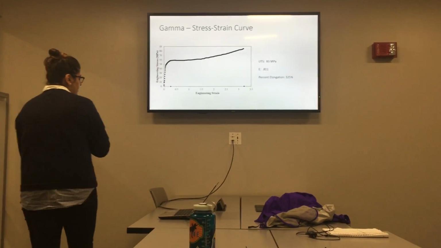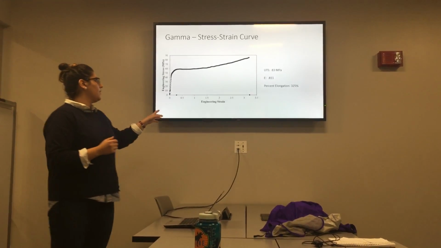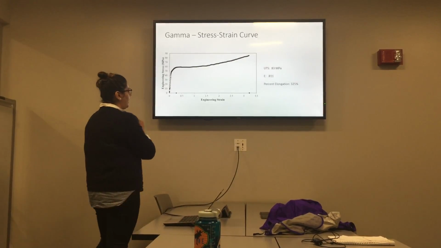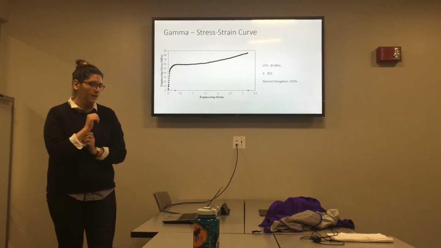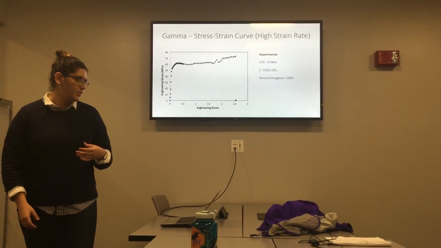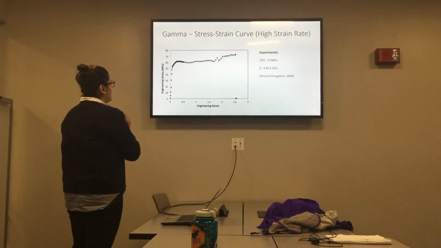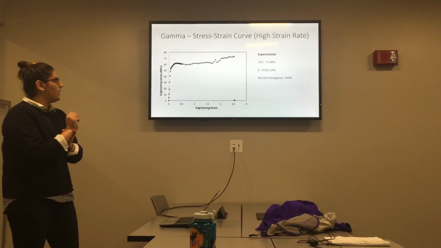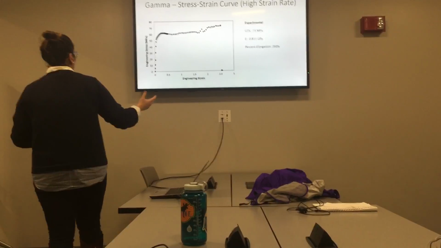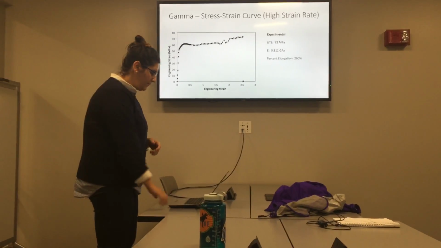Okay, so this is the stress strain curve for the unknown polymer gamma. The ultimate tensile strength looks to be about 83 megapascals, the elastic modulus is 0.811, and the percent elongation rate was 325%. We did the exact same thing where we ramped it up to a higher strain rate, and we got something that looked like this. Ultimate tensile strength ended up being 73 megapascals, elastic modulus was 0.811, and the percent elongation was 260. So pretty close to the first one that we did, but in the ASTM standard time window.